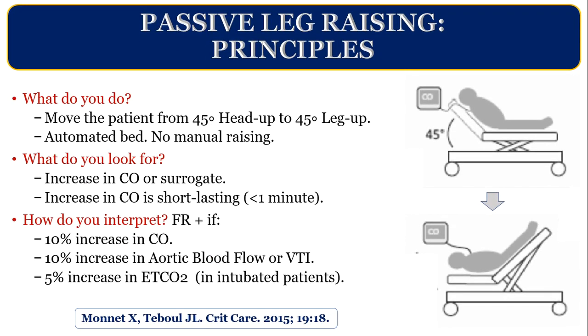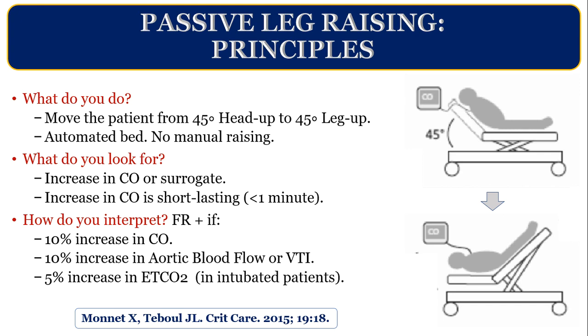I often ask students in exams about the PLR, how do you do it? But unfortunately, in 50% of the cases, I get very varied and interesting answers. First question: what do you do? You change the bed position from 45-degree head up to 45-degree leg up. And you do it not manually. What will happen if you do it manually? Sympathetic overactivity, and you will not get your result. You are not supposed to touch the patient, not supposed to do any suctioning, no pain, nothing. So this is important.